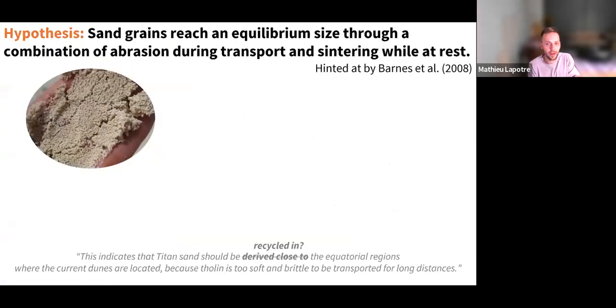So here we will test the hypothesis that sand is not necessarily generated only near the equator on Titan, but constantly regenerates through episodic abrasion when grains are transported and sintering when they are at rest, in a process that is analogous to the formation of ooids in Earth's shallow carbonate seas.